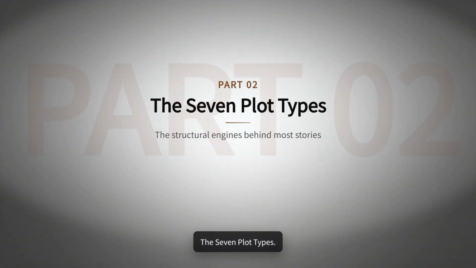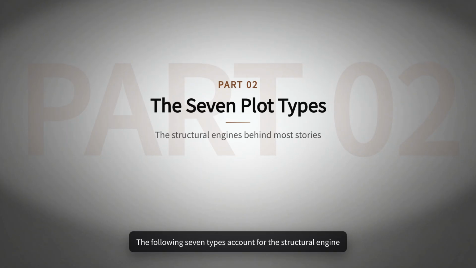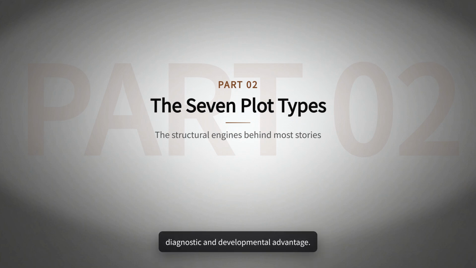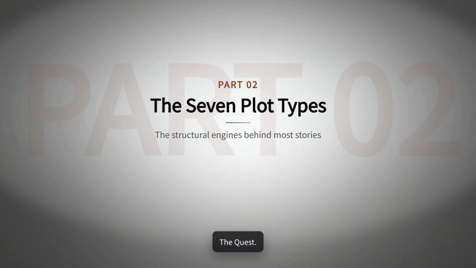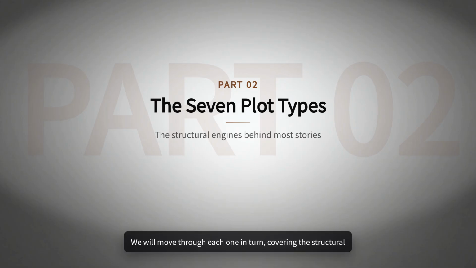The 7 plot types. The following 7 types account for the structural engine of the great majority of fiction across all genres and lengths. They are not exhaustive. Hybrid structures are common, but a writer who can identify which of these engines is running their story has a significant diagnostic and developmental advantage. 1. Overcoming the monster. 2. The quest. 3. Voyage and return. 4. Rags to riches. 5. Tragedy. 6. Rebirth. 7. The mystery. We will move through each one in turn, covering the structural spine, the hallmarks, the genre homes, and the primary pitfall.